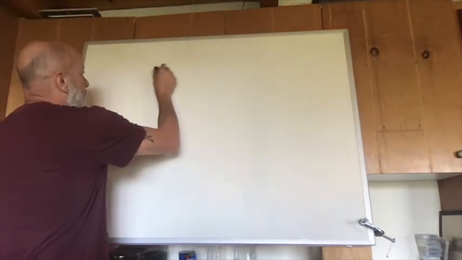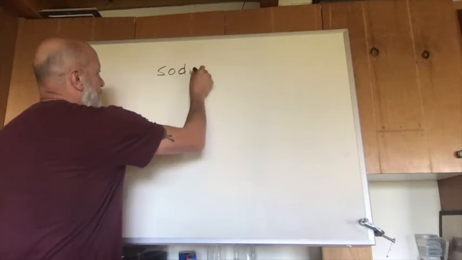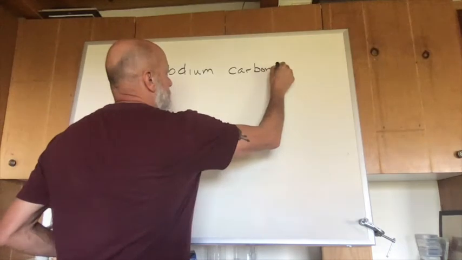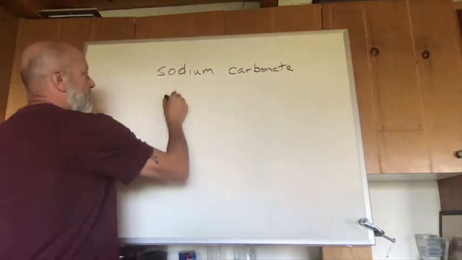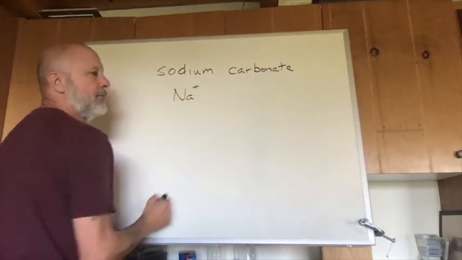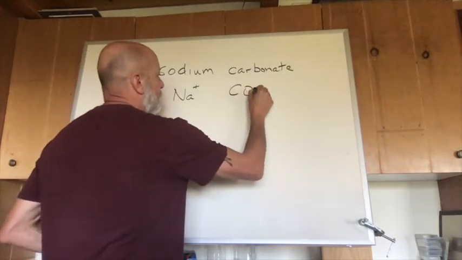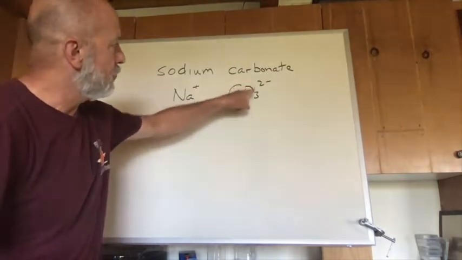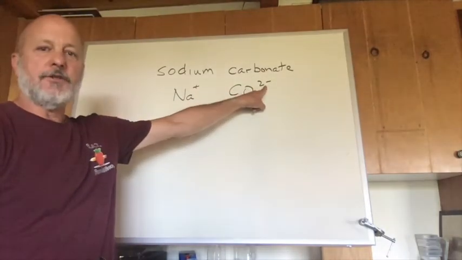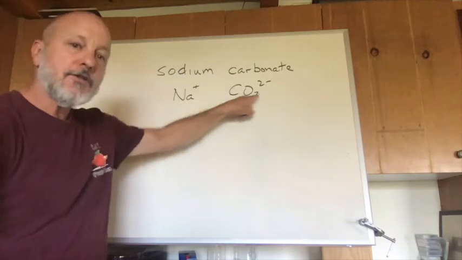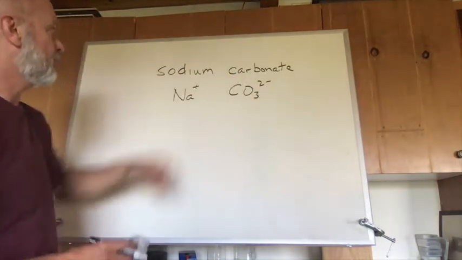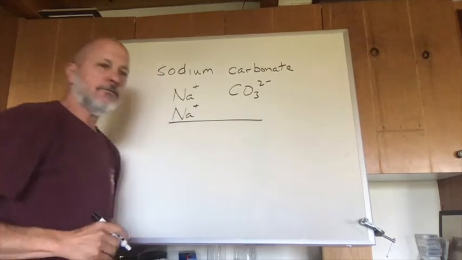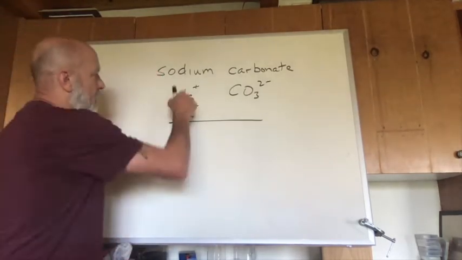Sodium carbonate. We're going to do just a few more examples to show you how these rules work. Sodium is Na+, carbonate, CO3, 2 minus. So this little group of atoms has added 2 electrons. It has a 2 negative charge. For each group, there's a 2 negative charge. Sodium has only a single plus. In order to make it neutral, I need 2 sodiums.